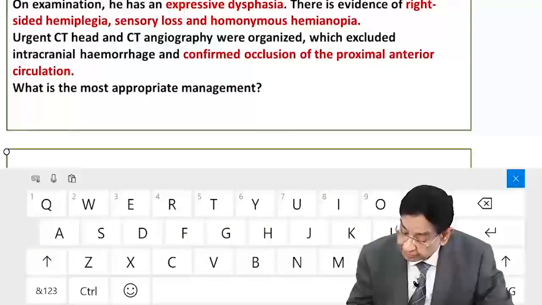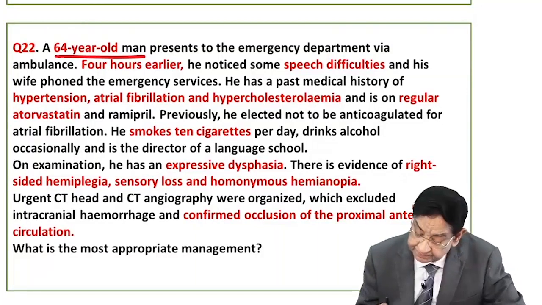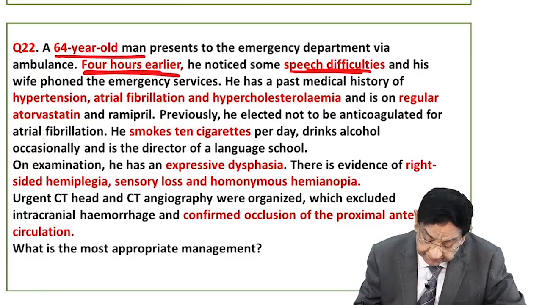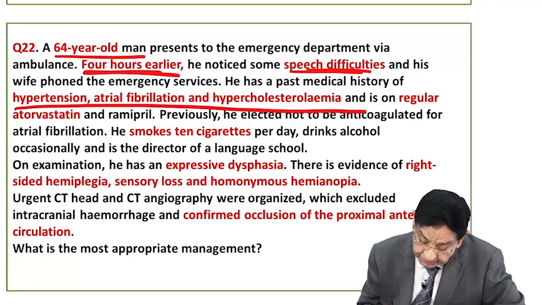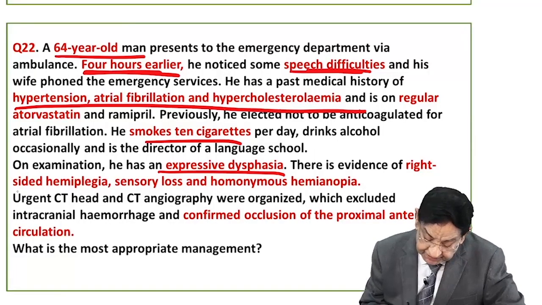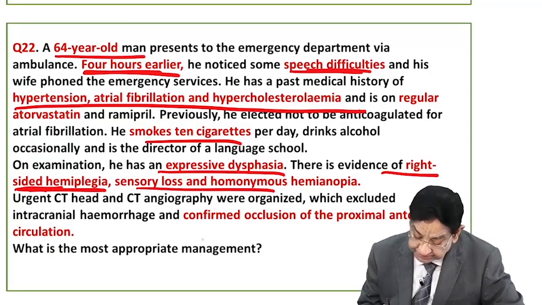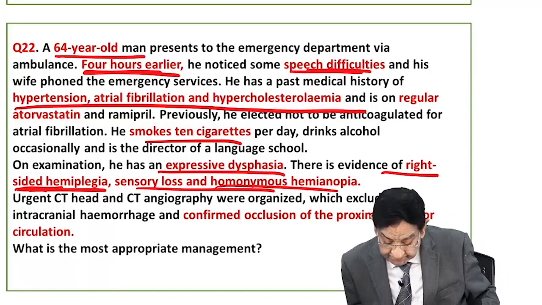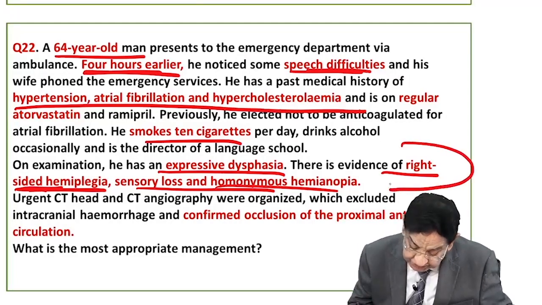Question 22. A 64-year-old man presents at 4 hours with speech difficulty. He has hypertension, atrial fibrillation, high cholesterol, and smoking history, and he has dyspnea, dysphagia, right-sided hemiplegia, sensory loss, and homonymous hemianopia. Okay. Can you tell me what this is about?